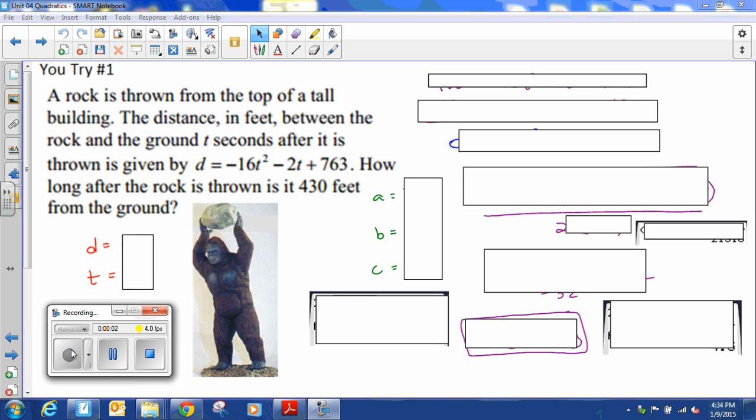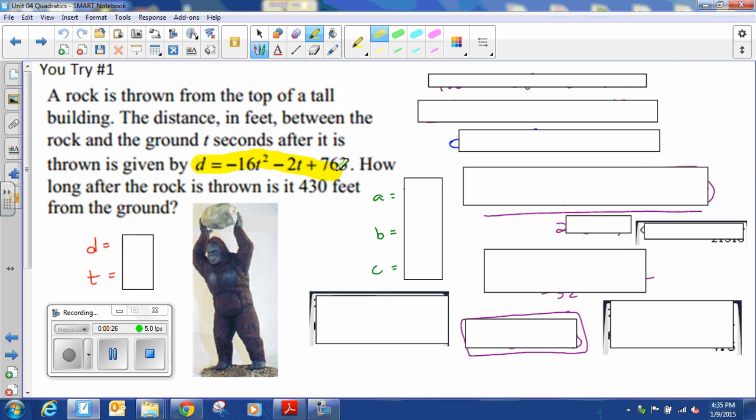Quadratic applications. In this lesson, we're going to look at a few examples where we use the quadratic formula to solve real-world problems. So here we have a rock. King Kong is going to throw a rock down on the ground. It's thrown from the top of a tall building. The distance in feet between the rock and the ground, t seconds after it is thrown, is given by this formula. D equals negative 16t squared minus 2t plus 763.